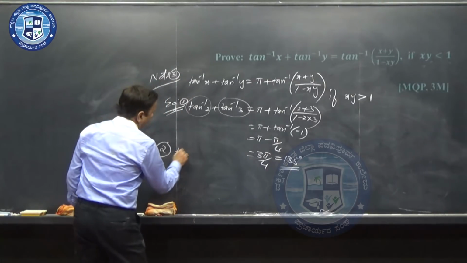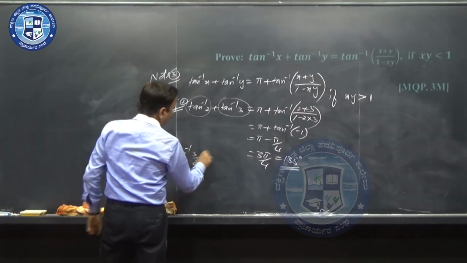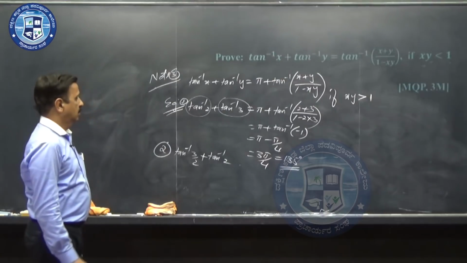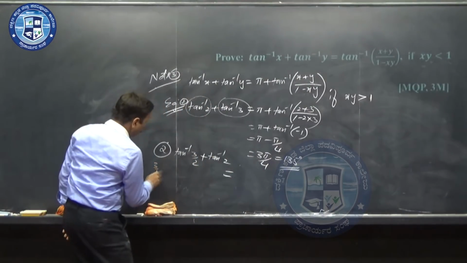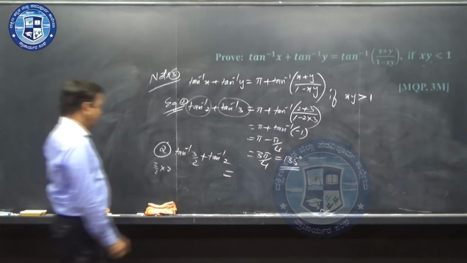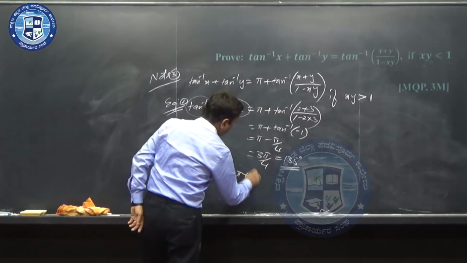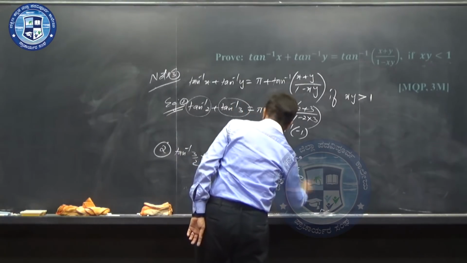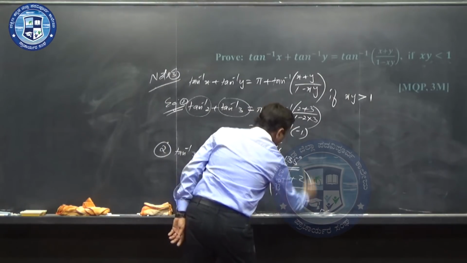Okay. Second one, tan inverse of 3 by 2 plus tan inverse of 2. Say this is 3 by 2 and 2, the product is 3, more than 1. Then obviously you have to go for this particular formula, that is equal to pi plus tan inverse of, how much is that? 3 by 2 plus 2 divided by 1 minus 3 by 2 into 2.